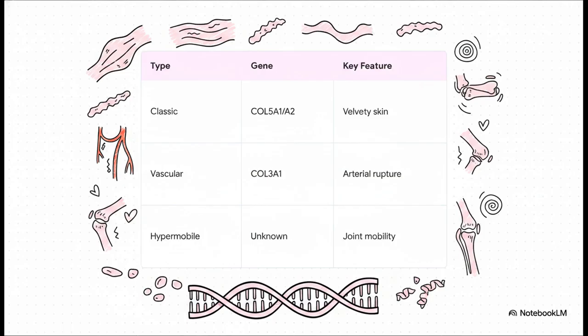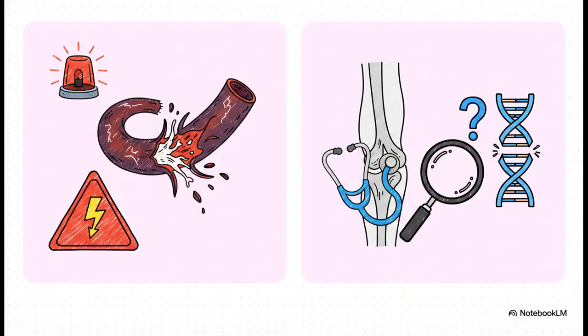Classic EDS is famous for velvety skin and widened atrophic piperaceous scarring. Then there's vascular EDS, involving COL3A1. That targets type 3 collagen in blood vessels, making it incredibly dangerous. Lastly, hypermobile EDS presents with severe joint hypermobility and chronic pain, but frustratingly, we still don't have a known genetic marker for it. There's a massive clinical contrast here that you really need to respect in practice.